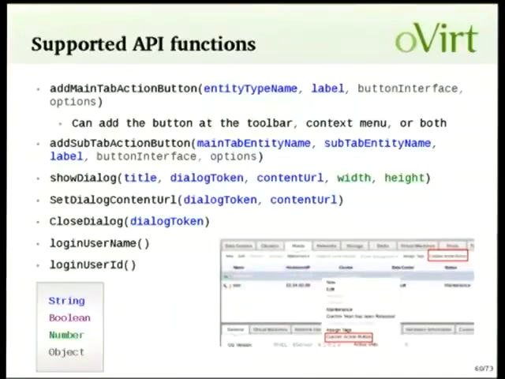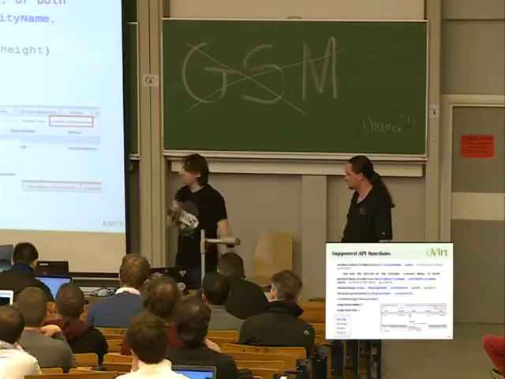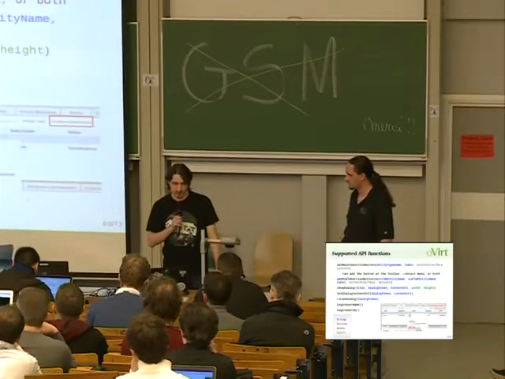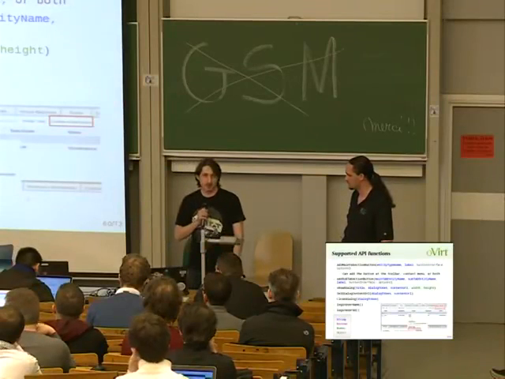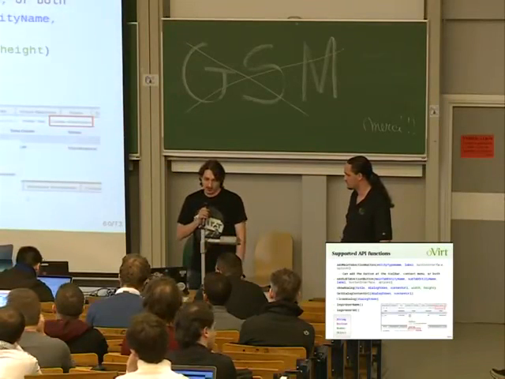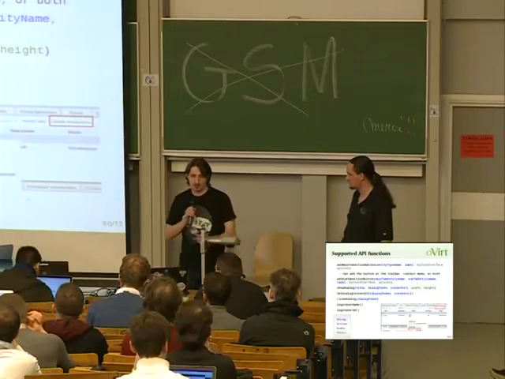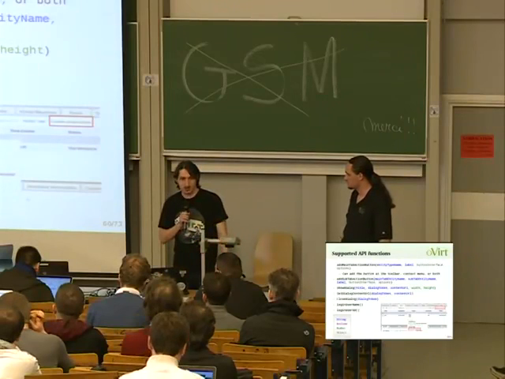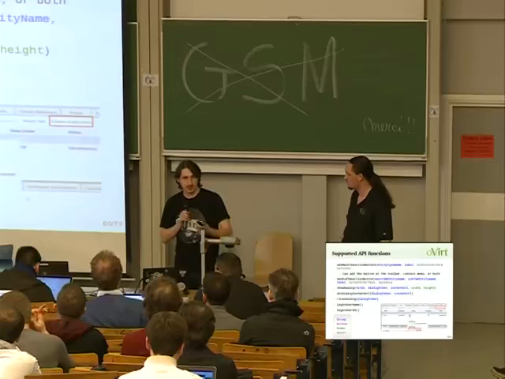Next, you can add buttons. These are main buttons where you can decide whether they should be only in the toolbar, in the context menu, or in both. You can show dialogues, open dialogues. These dialogues have the same look and feel as oVirt with the show dialog option. You set the dialog content URL and can close it, of course.